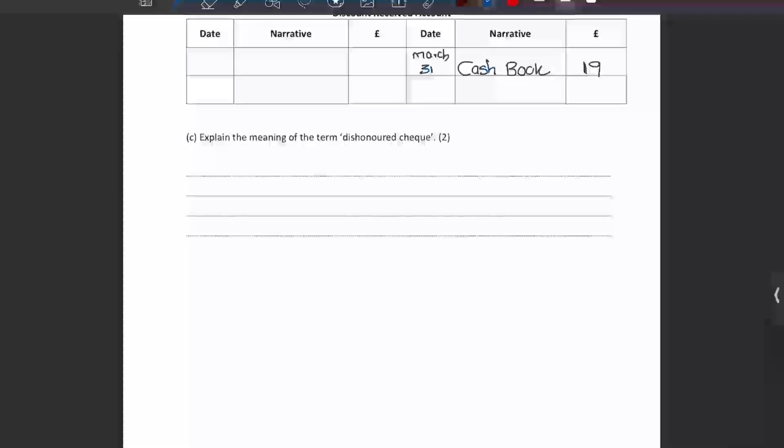How many marks are they giving? 2. Now, the most important part. You are doing past papers. You need to understand something when it comes to theory. In accounting, 1 point that you write is equal to 1 mark.